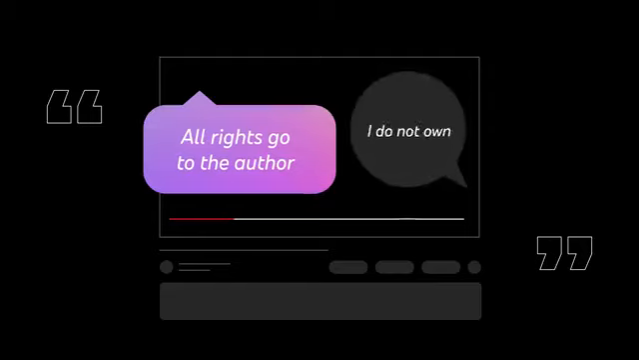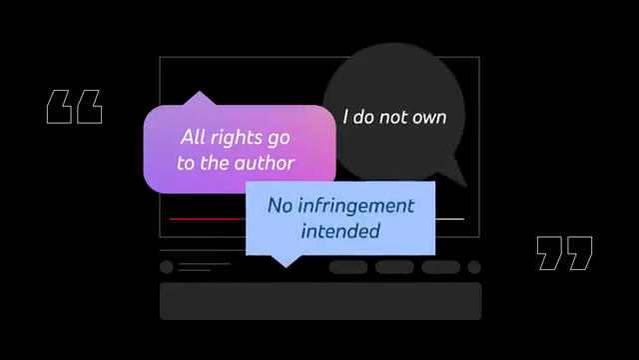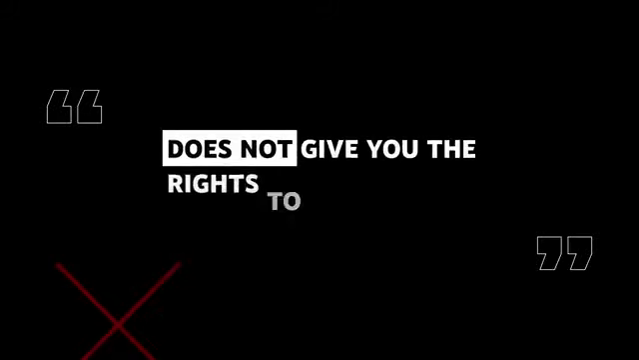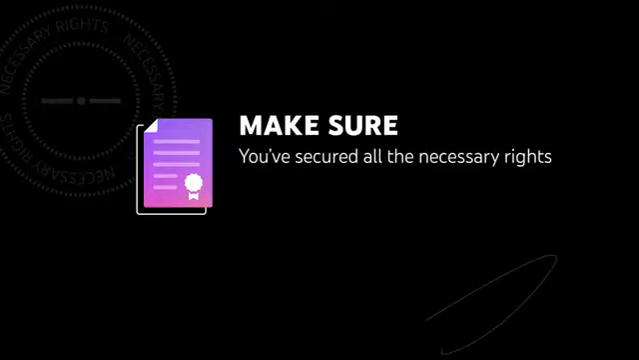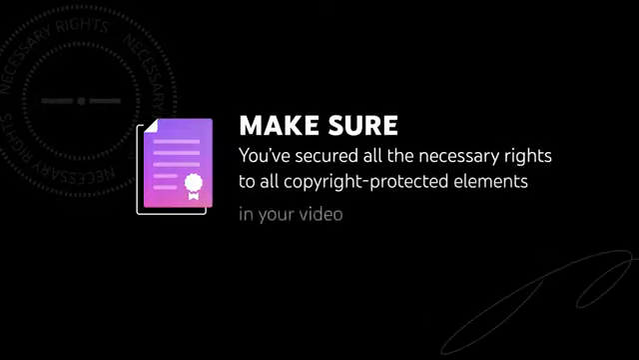There are also some common misconceptions about copyright and how it works on YouTube. So here are some things to keep in mind to help protect your content from copyright removal requests or Content ID claims. First, giving credit to the copyright owner or using phrases and disclaimers such as, "All rights go to the author," "I do not own," or "No infringement intended," does not give you the rights to use the copyrighted work. You need to make sure you've secured all the necessary rights to all copyright-protected elements in your video before you upload it to YouTube.